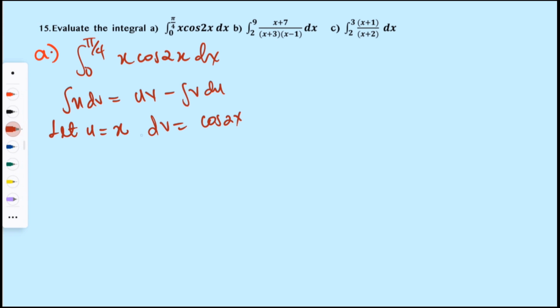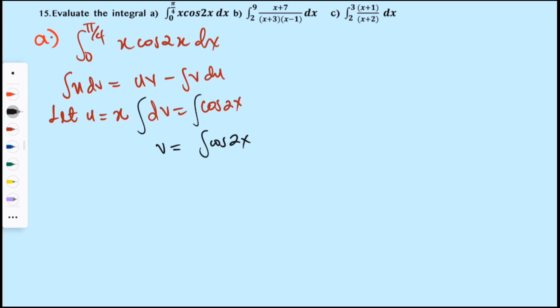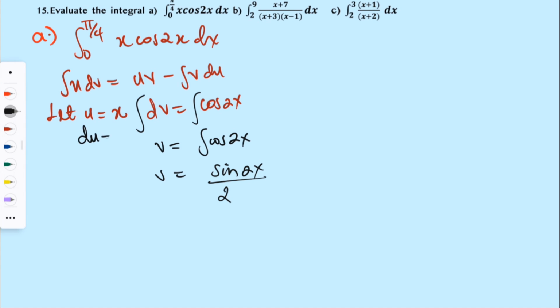If dv is cos 2x dx, for you to get v, you have to integrate both sides, just like this, so that v will be the integral of cos of 2x. Now, how do we integrate cos of 2x? Well, the integral of cos x in the first place is sine, so we should have sine of 2x, then we divide by the derivative of 2x, which is 2, so v is equal to sine 2x over 2. We also need du, which is just easy, that's 1.